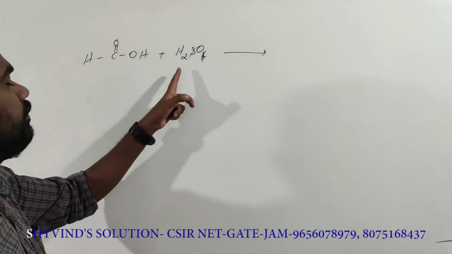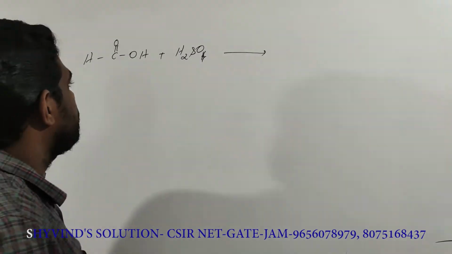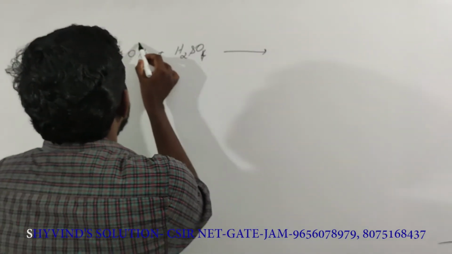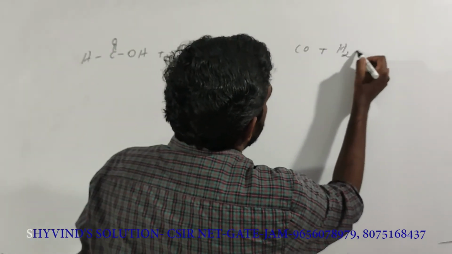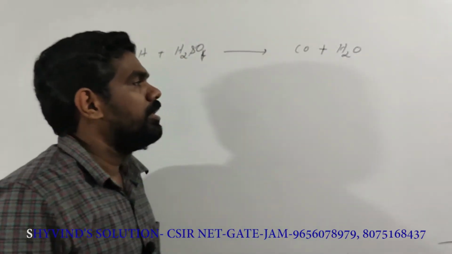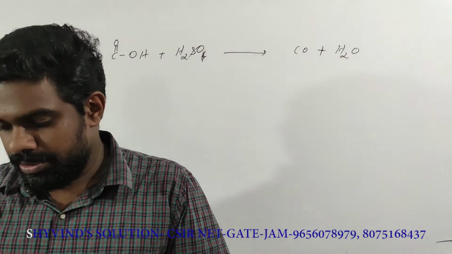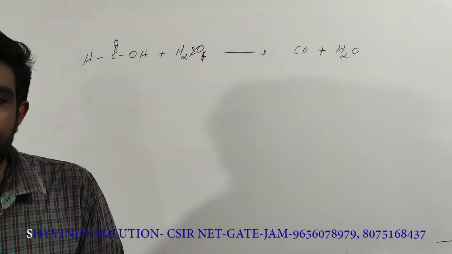If sulfuric acid removes water from this, what is the product we will get? H2O is removed, so we get CO plus H2O removed. So that is the product. So the answer is option A.